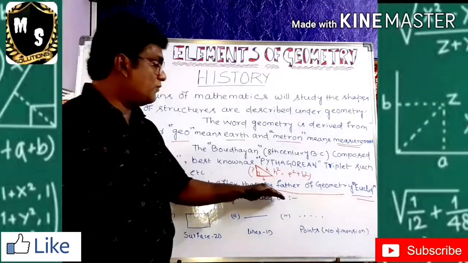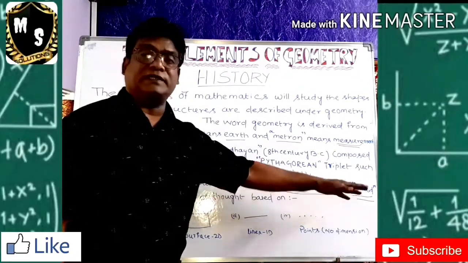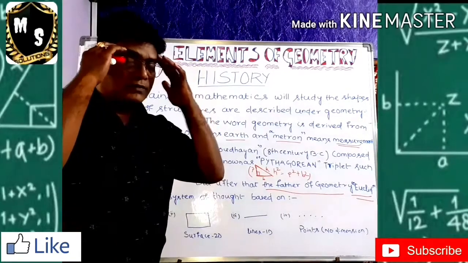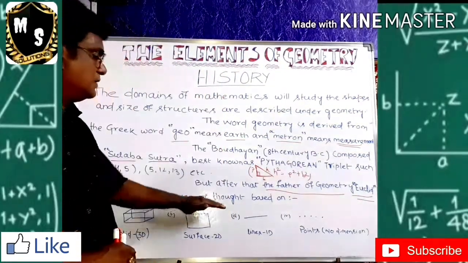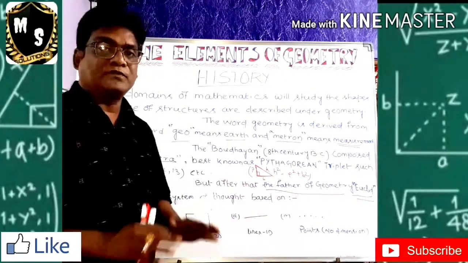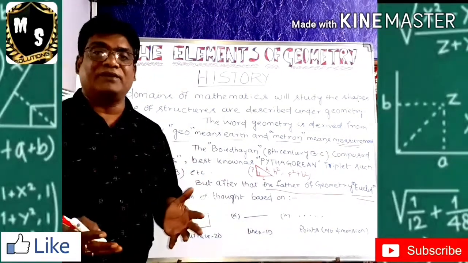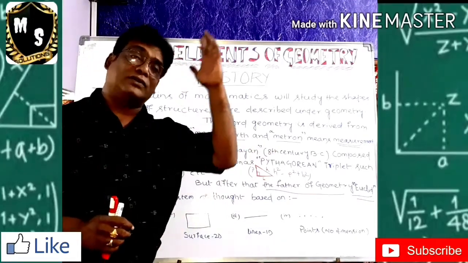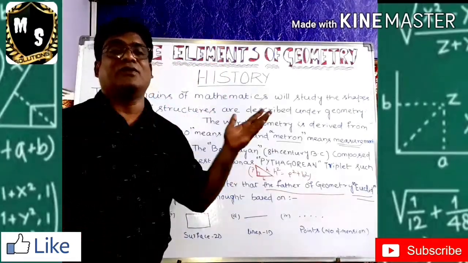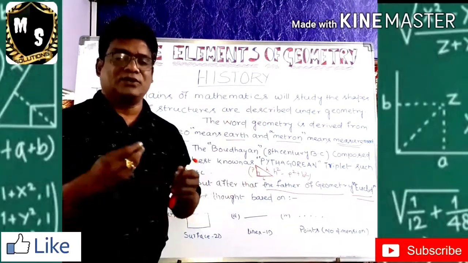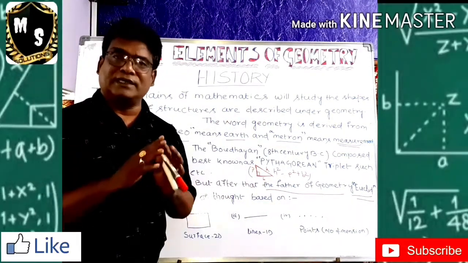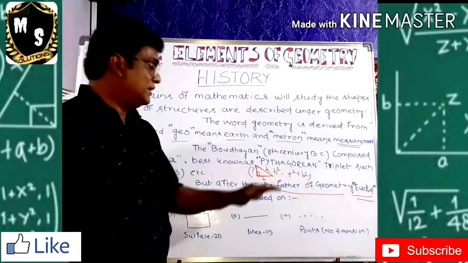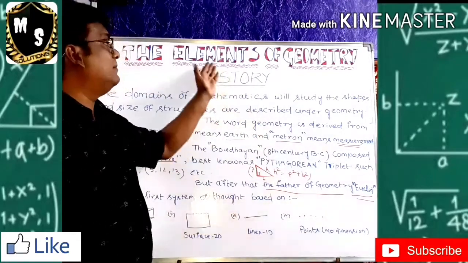After that, the father of geometry, Euclid, created the first system of thought. He gave his thoughts based on what we call today's 3D figure, 2D figure, 1D figure, and no dimension. We say 3 dimensions, 2 dimensions, 1 dimension, and no dimension. He already thought about this at that time and gave us his elements of geometry.